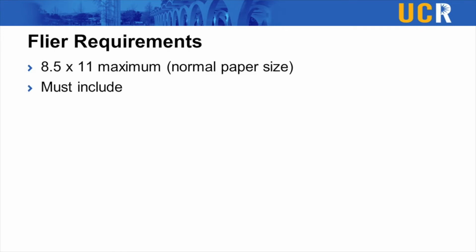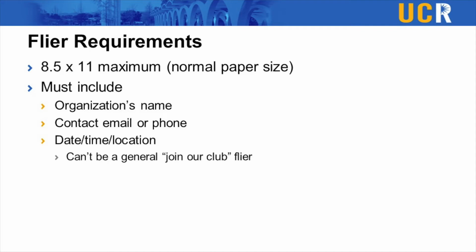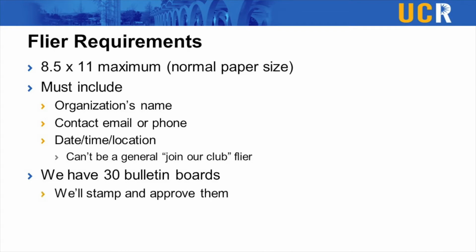When you're creating a flyer, there's a few requirements. They must be 8.5 by 11, they must include the organization's name on it, there must be a UCR email or a phone number listed as contact information, and should include the date, time, and location of your event. This means you can't put up a flyer that says just to join your group, but it must be promoting a meeting or event. Once it's all created, you're going to want to bring in a maximum of 30 copies into Student Life, and we'll approve them and stamp them so that you can hang them up for 2 weeks.